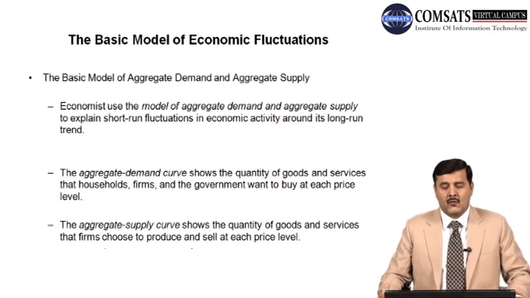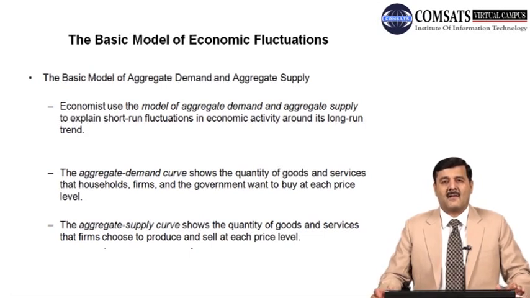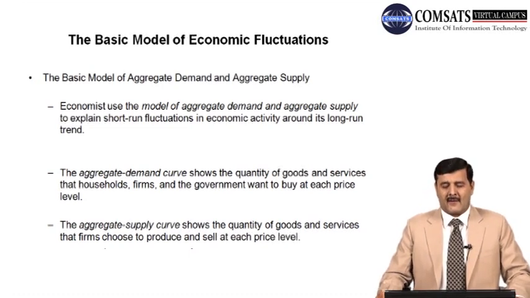So the aggregate supply curve shows the quantity of goods and services that the firms choose to produce and sell at each price level. The aggregate demand is the quantity of goods and services demanded by households, by firms, and governments at different price levels, and the aggregate supply is the quantity of goods and services that is supplied by the firms at different price levels in the economy.